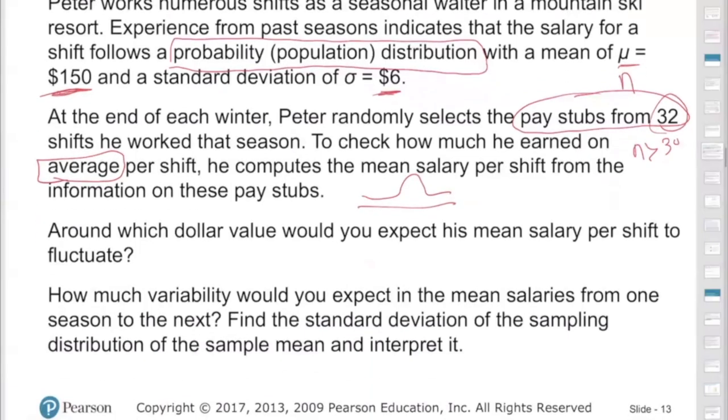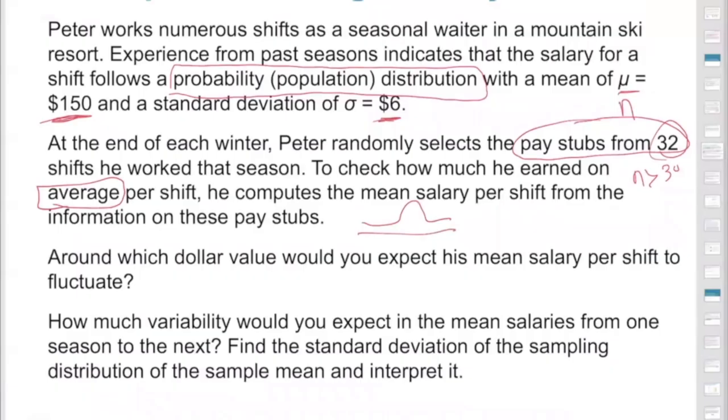Here we have some questions. Around which dollar value would you expect his mean salary per shift to fluctuate? So we need to know the mean salary. Another question: how much variability would you expect in mean salaries from one season to the next? Which means you need to find the standard deviation of the sample mean, X bar.